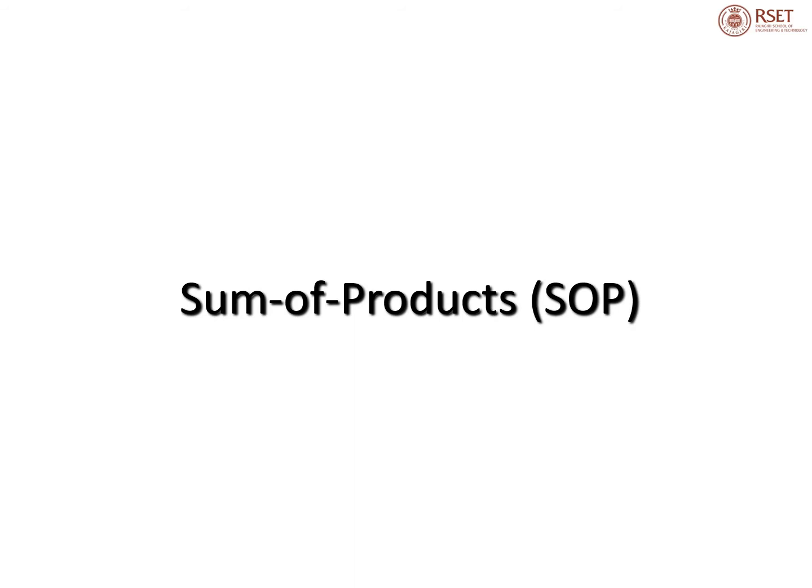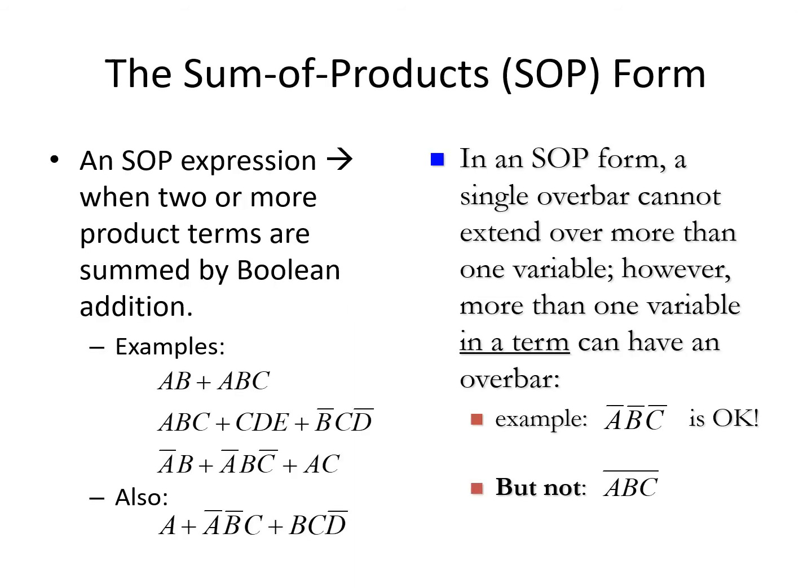Now we will deal in detail with the sum of product form. An SOP expression is when two or more product terms are summed by the Boolean addition. That results in such examples. We have two or more product terms summed by the Boolean addition, so we have the plus here. So these are examples of sum of product.